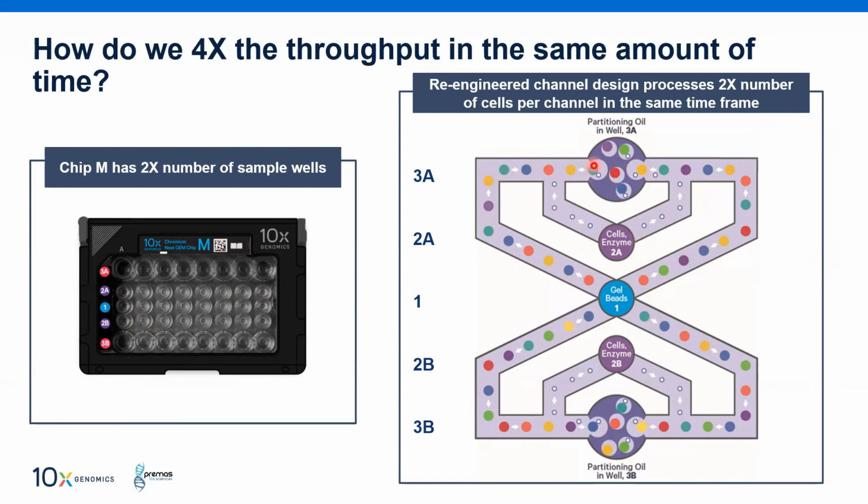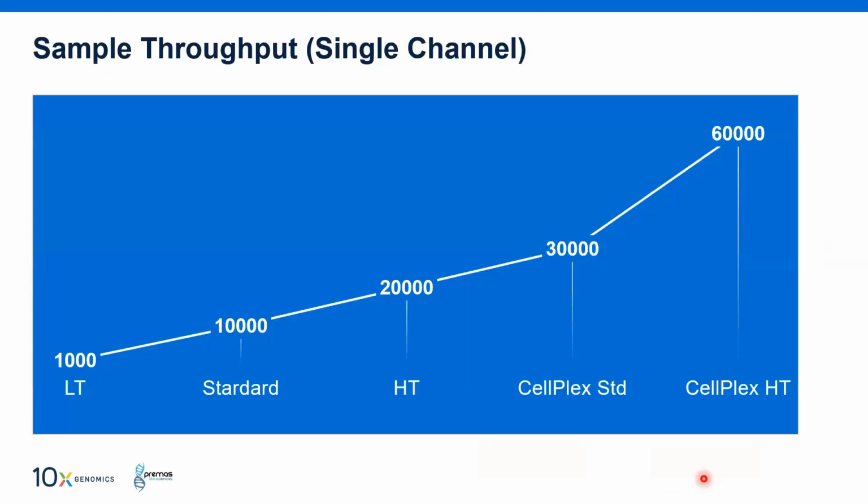So 10,000 cells from one end, and from the other end also 10,000 cells. So in total, 20,000 cells we are capturing in both the top and the bottom recovery wells. So this way they are achieving doubling the number of samples per channel and also doubling the number of cells captured per channel. So ultimately, it is 4 times the number of cells we are able to capture.